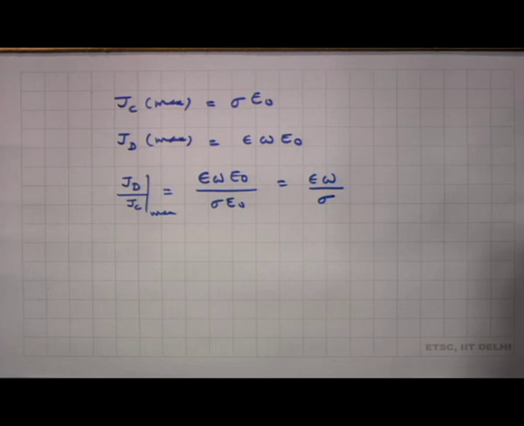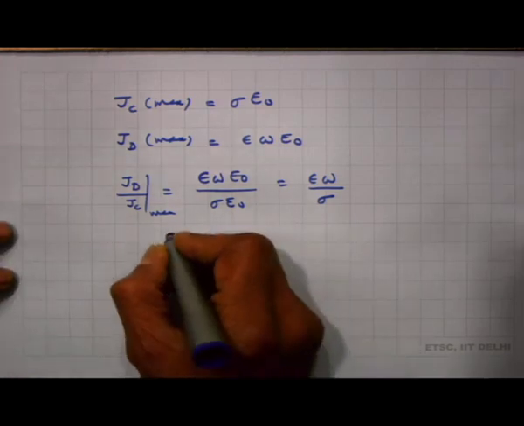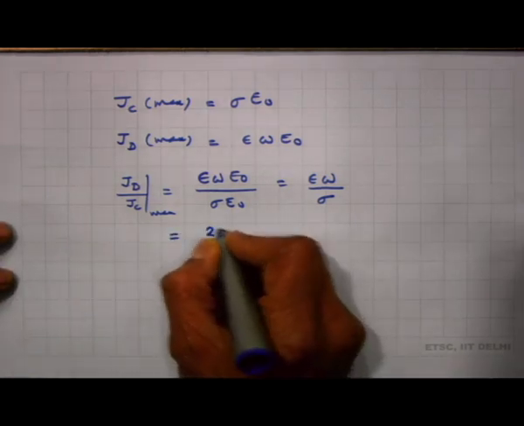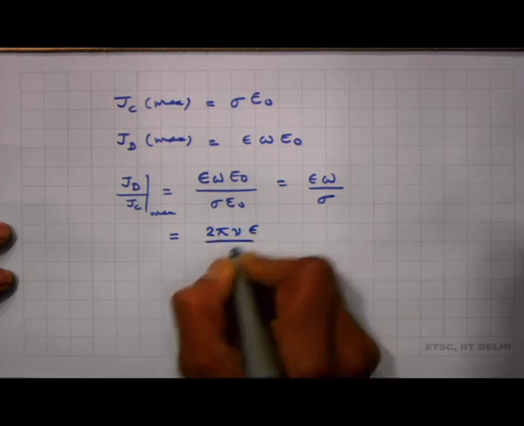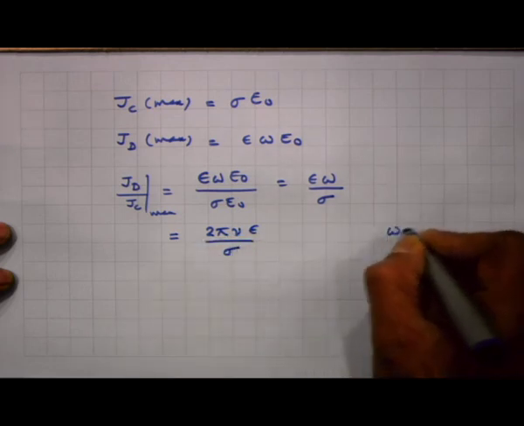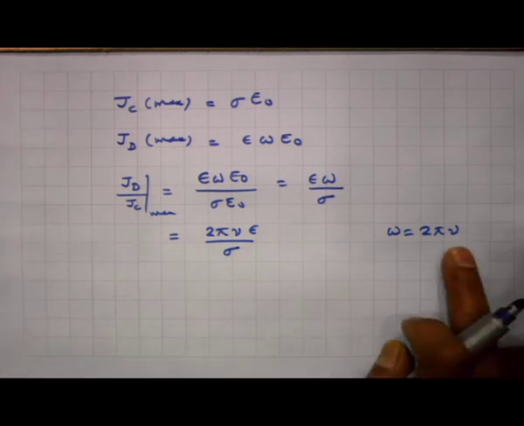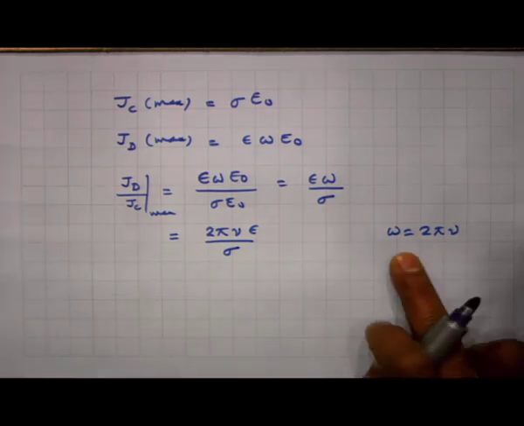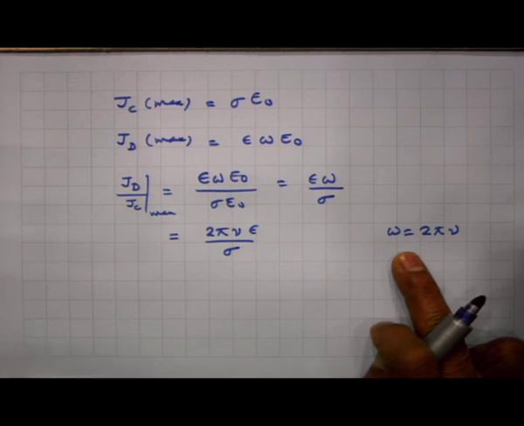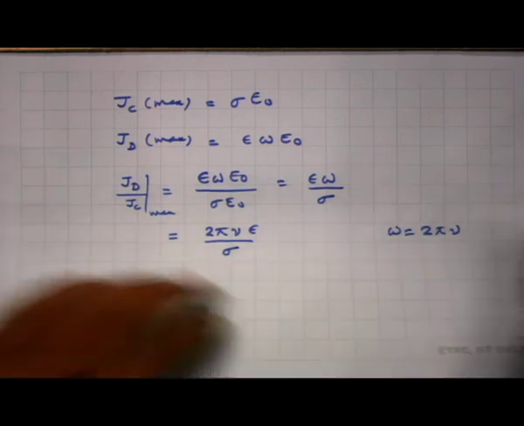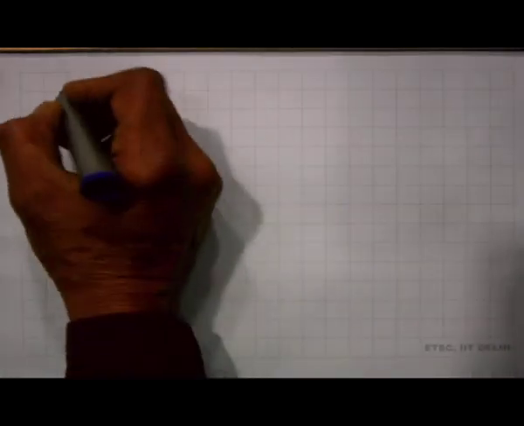So, that is the ratio of the displacement current to conduction current, and omega, in terms of frequency, I can write as 2 pi nu, so the ratio is 2 pi nu epsilon by sigma. Omega is the angular frequency, and nu is the frequency. Let me take two examples. One, I take a good conductor.